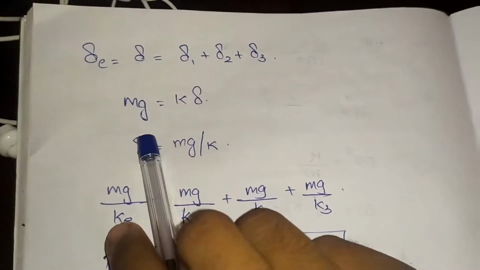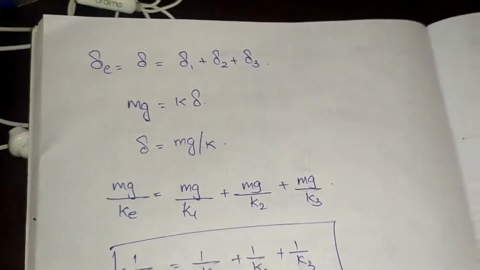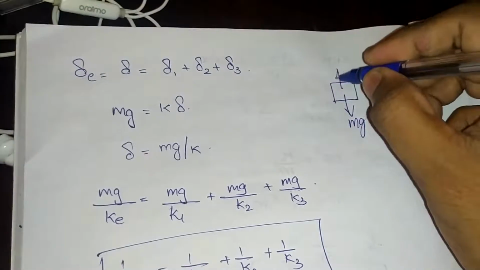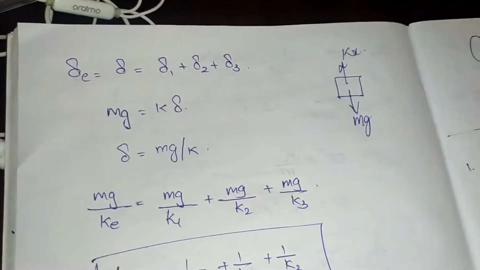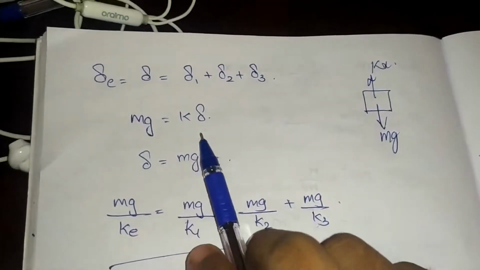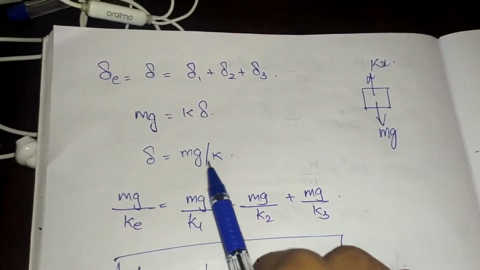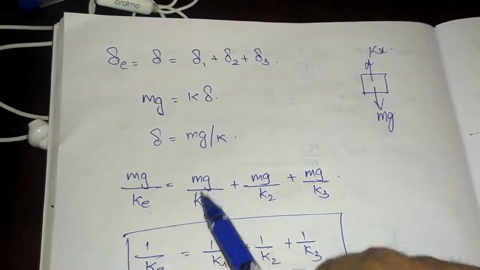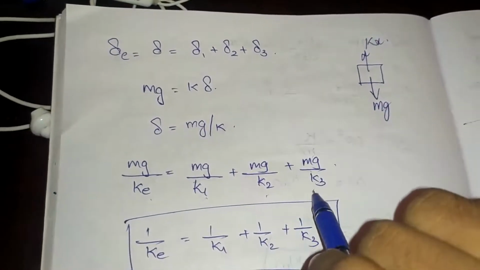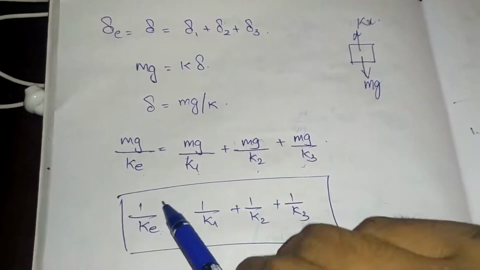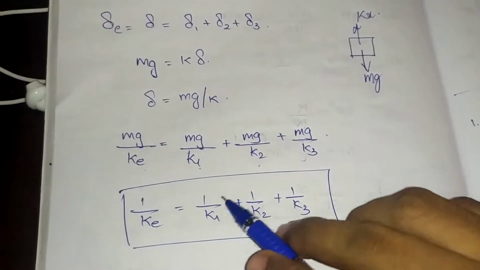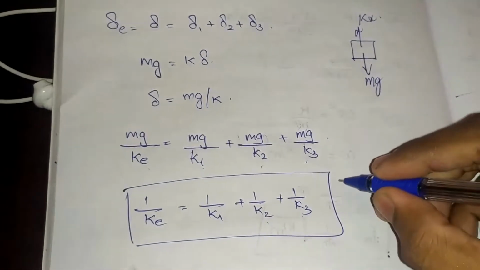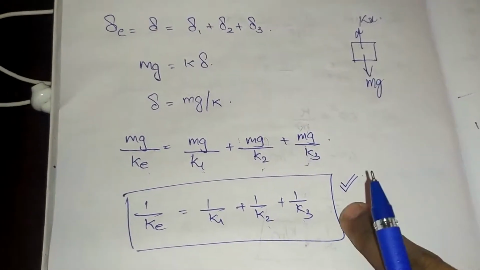Now you know that for a spring system in equilibrium, mg is equal to k delta, so delta is equal to mg by k. Substituting this in the formula, mg by ke is equal to mg by k1 plus mg by k2 plus mg by k3. You cancel all these mg's, and you will get 1 by ke is equal to 1 by k1 plus 1 by k2 plus 1 by k3 plus etc., depending on how many springs there are. So this happens when they are in series.